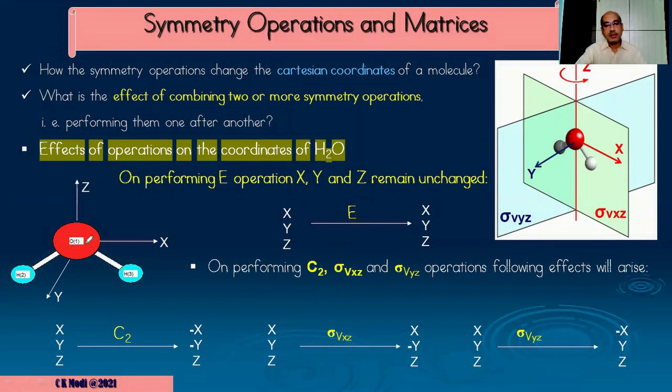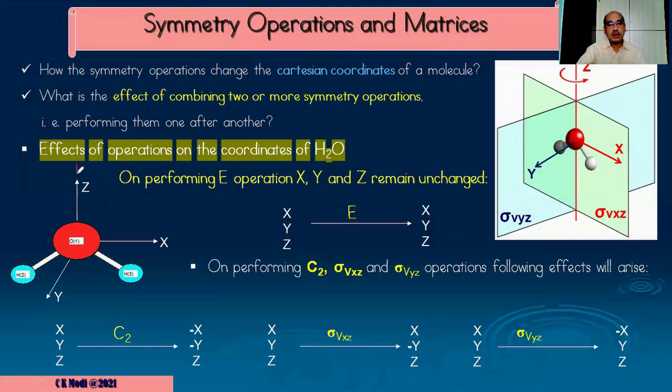Therefore, after performing the E operation on the water molecule, the position of x becomes x, z becomes z, and y becomes y. So the Cartesian coordinates x, y, z after performing the E operation remain as they are. Therefore, the value becomes x, y, and z. Now, instead of E, let us perform the C2 operation.